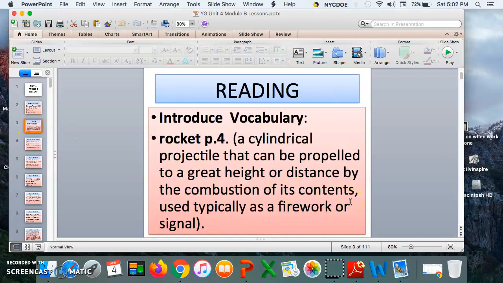Our vocabulary word for today is rocket, which can be found on page 4 of the text. A rocket is a cylindrical projectile that can be propelled to a great height or distance by the combustion of its contents, used typically as a firework or signal.